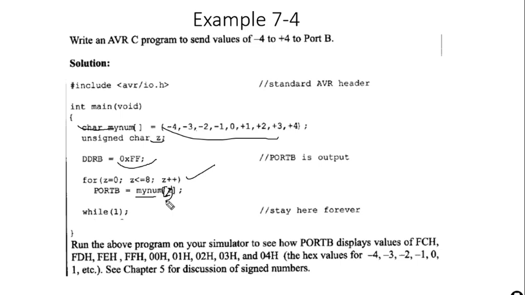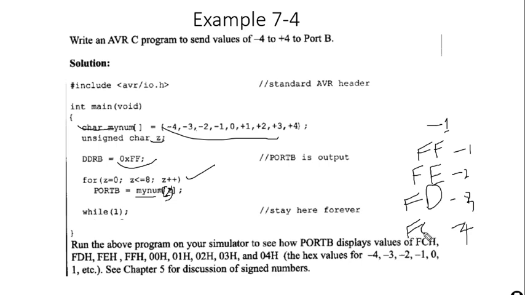The signed values will be represented on the port by the 2's complement. We know that -1 is FF, so -2 is FE, -3 is FD, and -4 is FC. That is why the values will start from FC and afterwards they will increment.